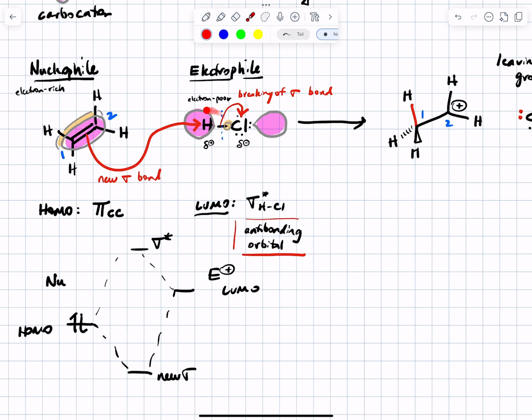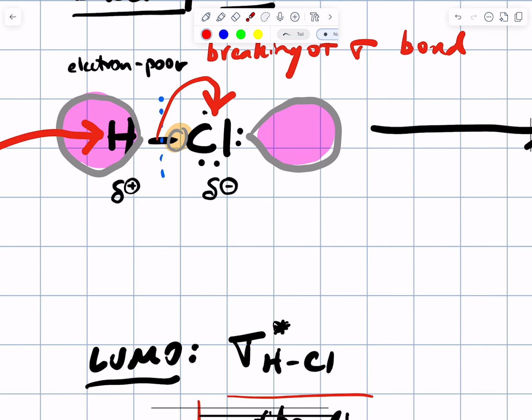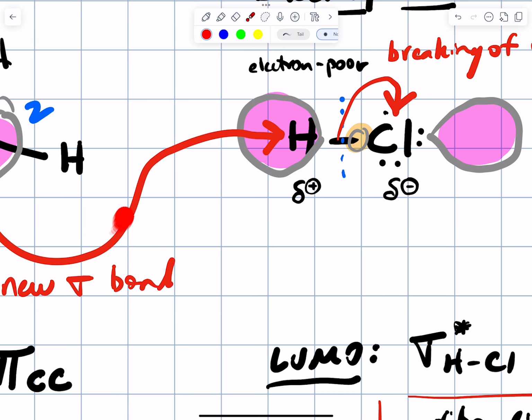The new bond allows the electrons in the HOMO to move from higher energy to lower energy. So the electrons that were in this pi bond are now in a sigma bond where they're lower in energy. Now your question is, why does the HCl bond have to break? Two reasons. First, I'm making a new bond to hydrogen, and if I don't break the HCl bond, hydrogen is surrounded by more than the allowed number of electrons.